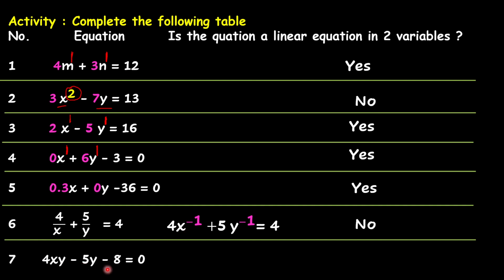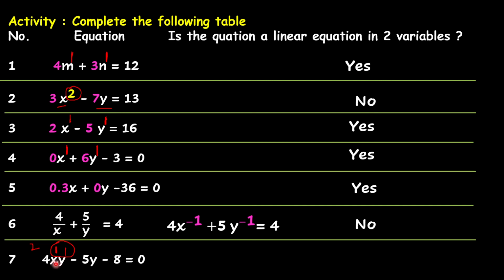4xy minus 5y minus 8 is equal to 0. Observe, in the first term there are two variables. लक्षात घ्या, पहिल्या टर्म मध्ये दोन व्हेरिएबल आहेत. x व्हेरिएबलचा इंडेक्स 1 आहे आणि y व्हेरिएबलचा सुद्धा इंडेक्स 1 आहे. आता डिग्री करताना काय करायला पाहिजे? या दोन इंडेक्सची ॲडिशन घेतात तेव्हा त्याची डिग्री सांगता येईल आपल्याला. ॲडिशन किती आली? 2 आलेली आहे. That means the degree of the first term is 2 and that is not equal to 1.